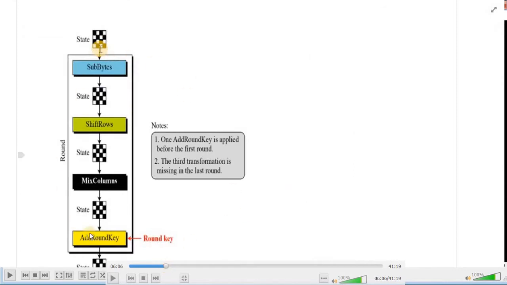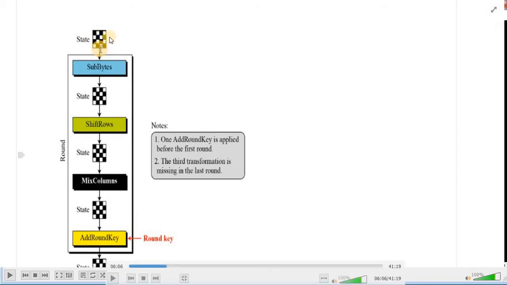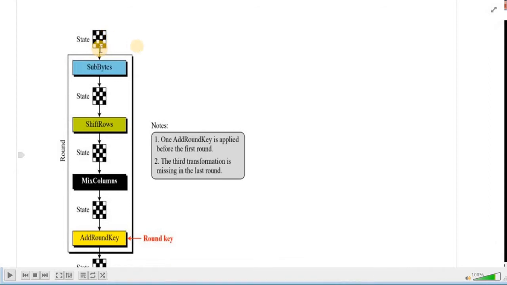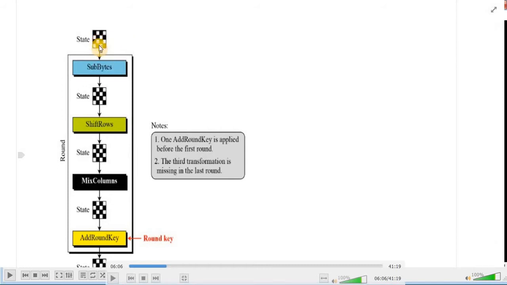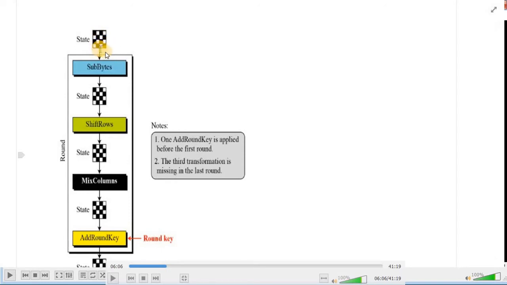Also the structure of each round can be understood by using this diagram, in which this is the state. What is the state? I will elaborate just after a few minutes. The state is basically the representation of the plain text. After making the state, this state will go to the pre-round transformation. In the pre-round transformation we have to add the key. After the pre-round transformation, one state is generated. This state will act as an input for my rounds.